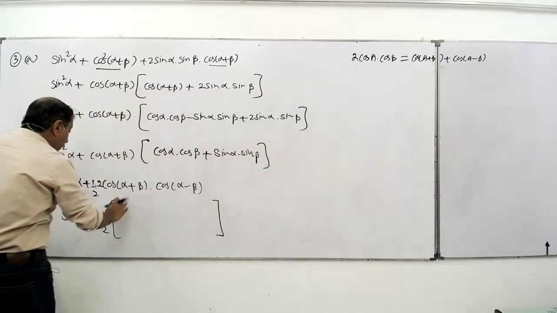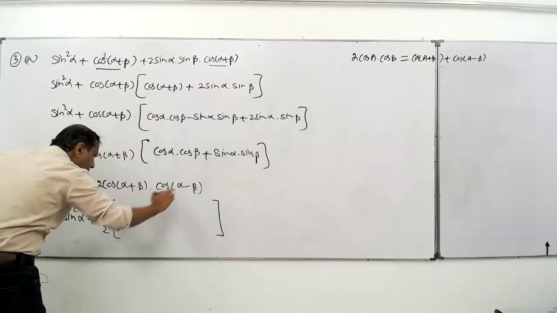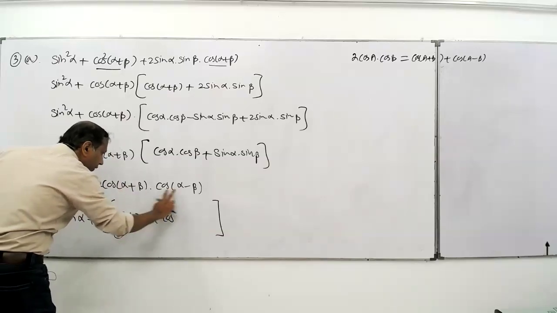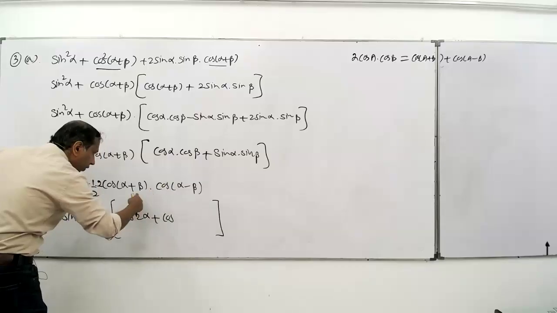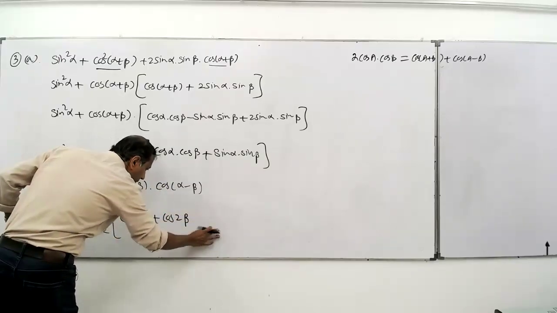Okay, cos A plus B, this and this you have read, 2 alpha plus cos A minus B, this and this. Alpha we can cancel down. Beta minus beta is 2 beta, right?